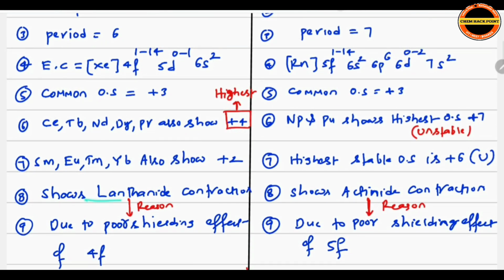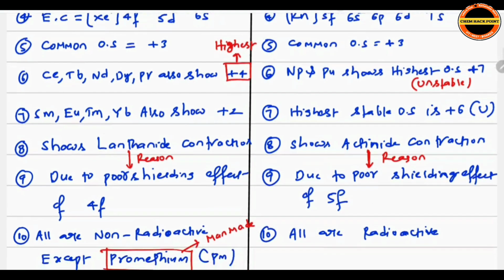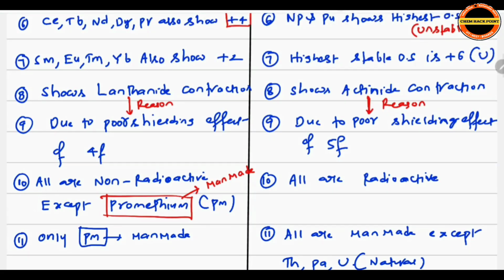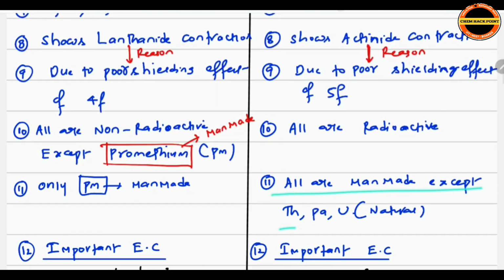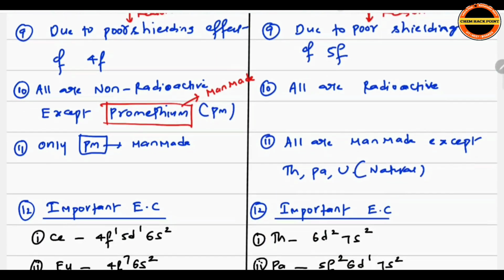Here lanthanide contraction is observed, mainly due to the poor shielding effect of 4f. Actinide contraction is observed due to the poor shielding effect of 5f. So due to lanthanide contraction and actinide contraction, the radius decreases. We will see the consequences later. All lanthanides are non-radioactive except promethium. All actinides are radioactive. Only promethium is man-made among lanthanides. Here all actinides are man-made except thorium, protactinium and uranium.